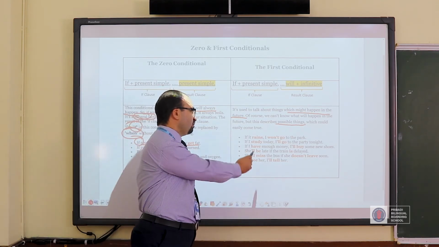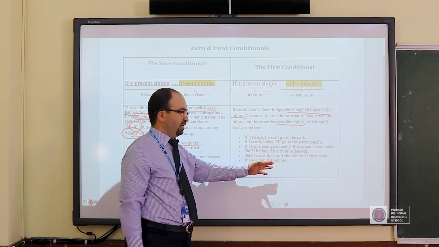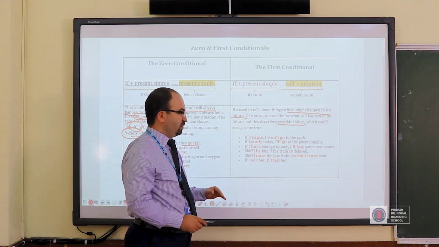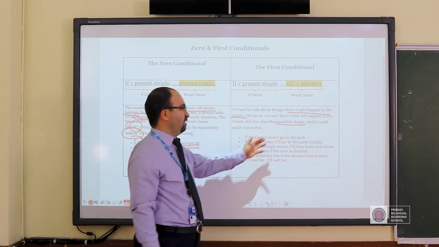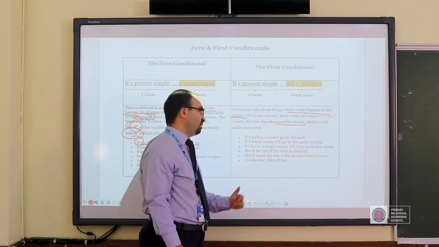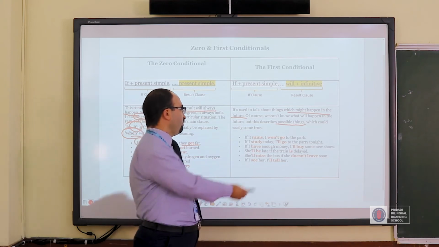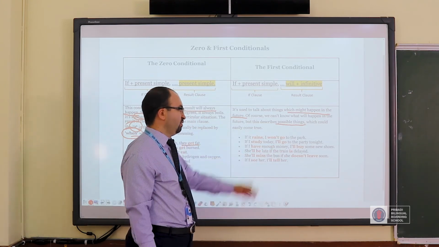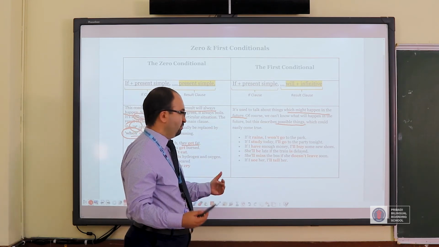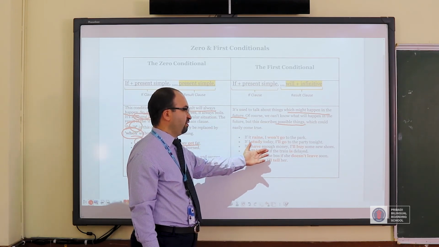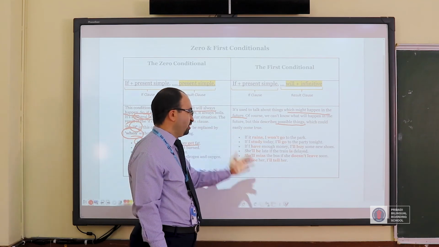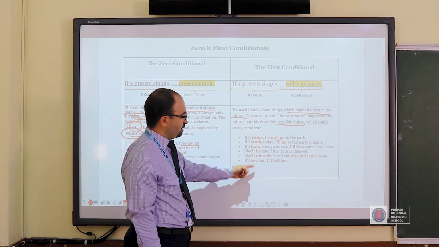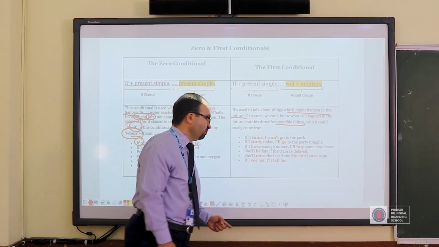If I study today, I'll go to the party tonight. If I study today in the daytime and finish my homework, I'll go to the party tonight. At night, I can go out. If I have enough money, I'll buy some new shoes, right? And he doesn't have any. She'll be late if the train is delayed. She'll miss the bus if she doesn't leave soon. If I see her, I'll tell her.